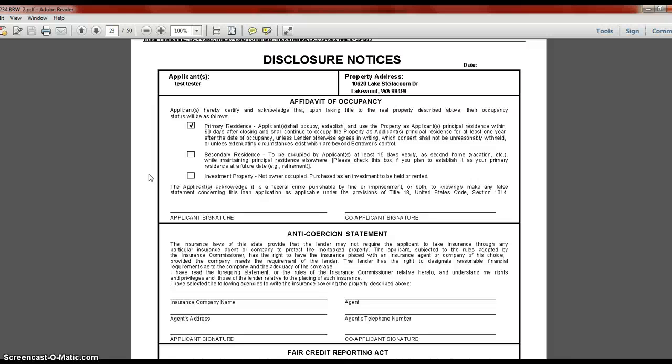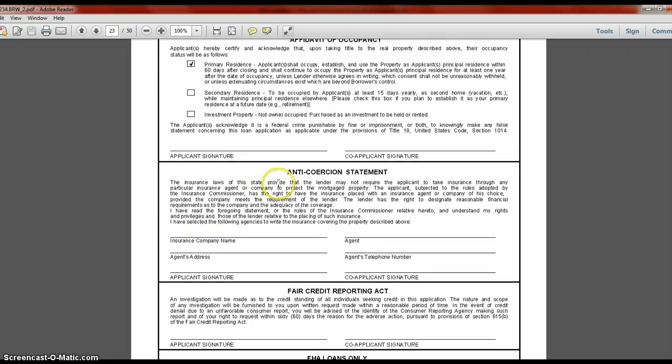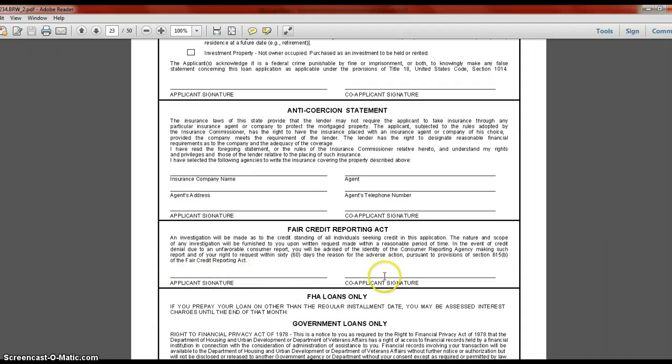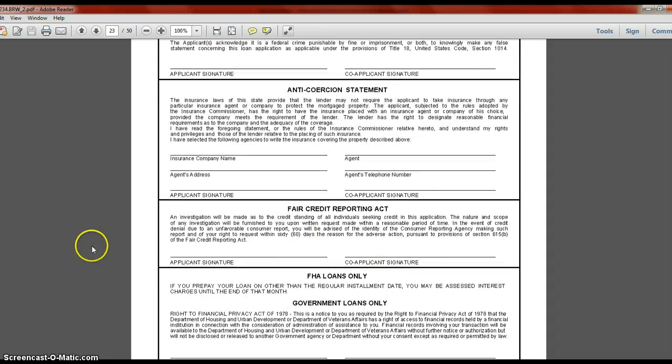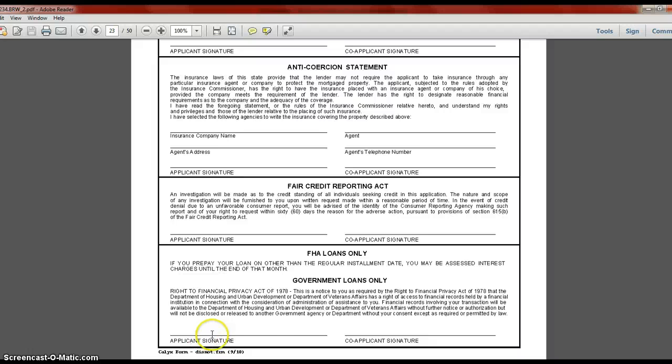Okay, so this here is an occupancy affidavit, like if it's your primary residence or rental or whatever. We have it checked and then you sign it. This is anti-coercion, that we didn't, like, beat you up or something so that you could get hazard insurance with some other agent, and you sign here and here. Fair Credit Reporting Act, you know, tells you about that. You sign there. Whoops. And you also sign here and here.